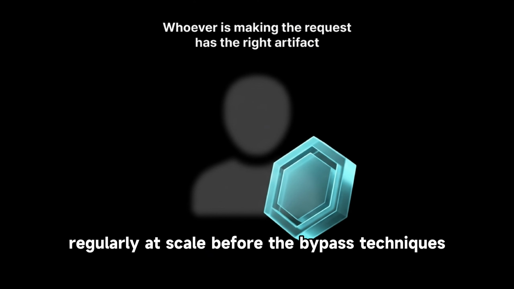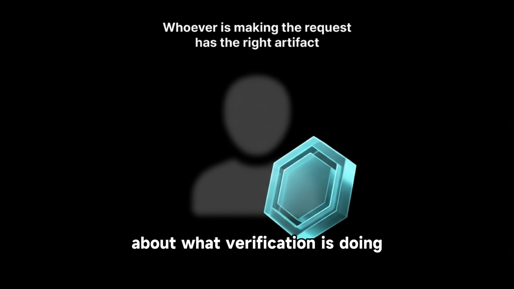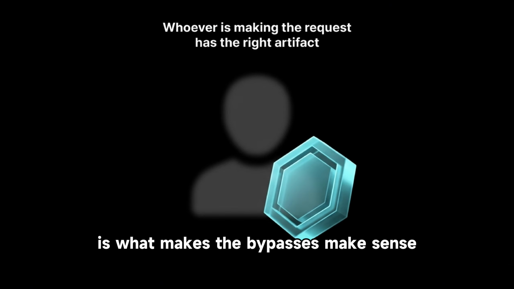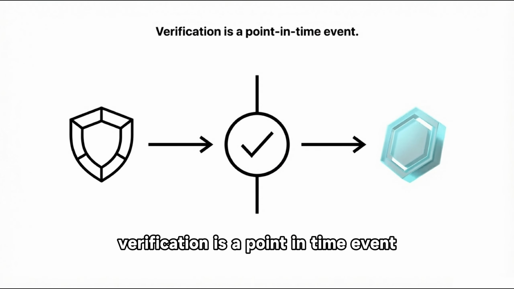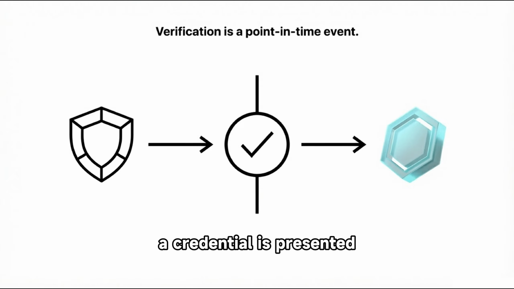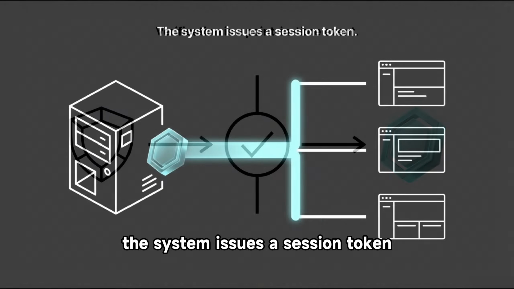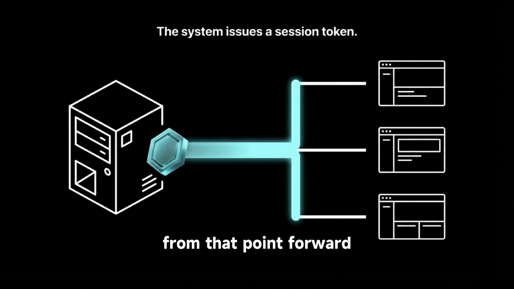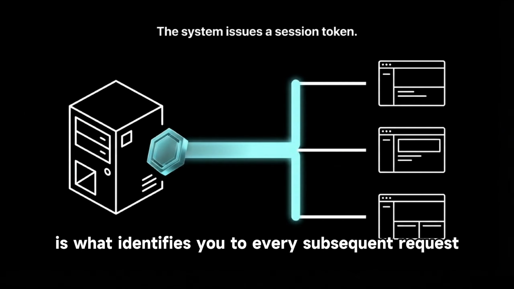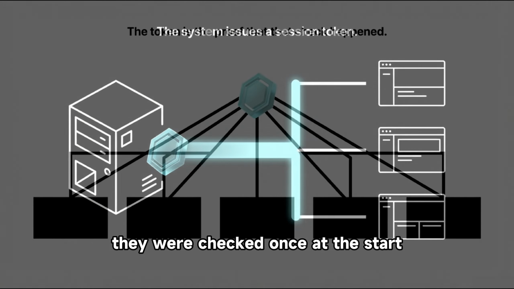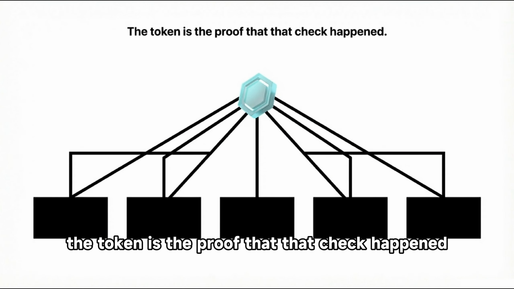Before the bypass techniques, it is worth being precise about what verification is doing, because understanding the structure is what makes the bypasses make sense. Verification is a point-in-time event. A credential is presented, checked against a record, and if it matches, the system issues a session token. From that point forward, the session token is what identifies you to every subsequent request. The password and the MFA code are not rechecked on every request. They were checked once at the start. The token is the proof that that check happened.